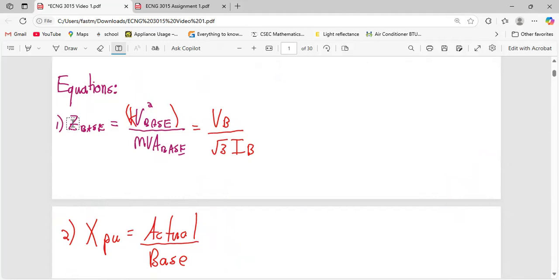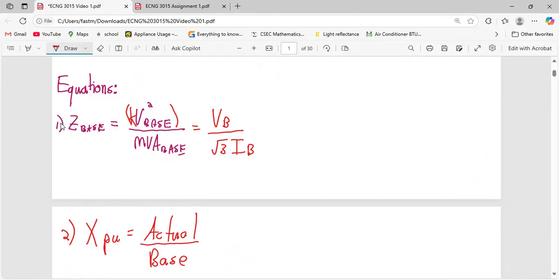So the first one is Z base. Normally this is the first thing that you should calculate, really. This is basically an impedance base of the network, and the equation for it is kV base, so your voltage base in kilovolts, squared, divided by MVA base. You will always know your MVA base and your V base, because they are constants that are given to you or you choose. So once you know your V base and your MVA base, you can calculate your impedance base.